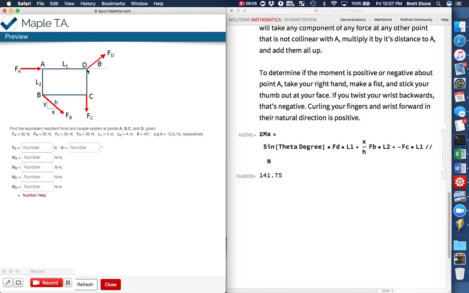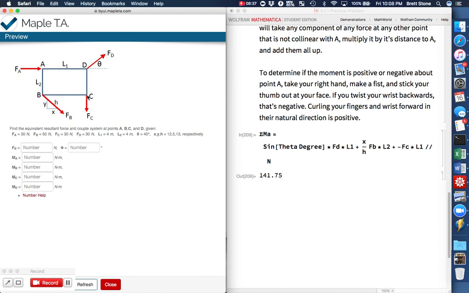Now we can sum moments too. So let's look at FC here at point C. FC is going to be pulling down, and it has a perpendicular distance between it and point A as well, right? It's also L1. Now you might say, oh, but it's further away. It's L2 away as well. So we need to find like the hypotenuse of L1 and L2. Wrong. No, we don't need to do that. All we care about is how far it is away perpendicularly, right?